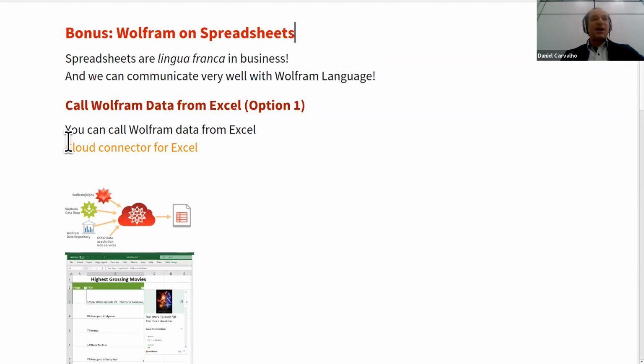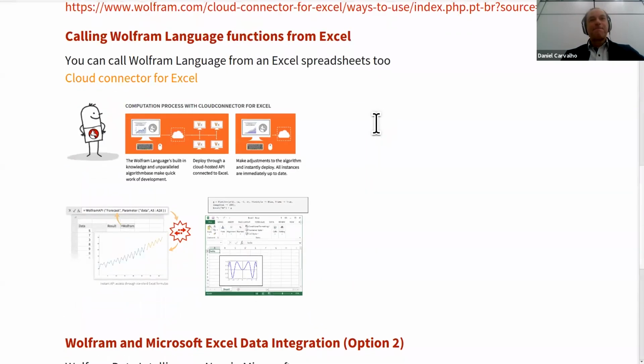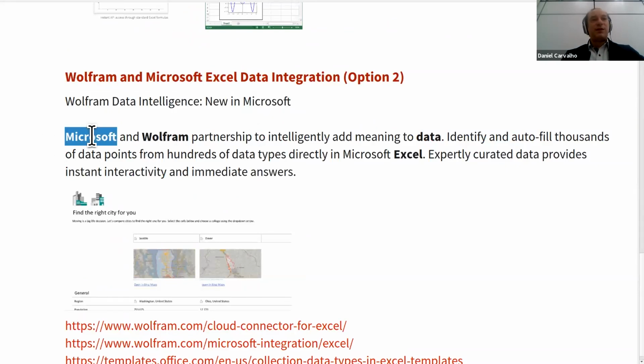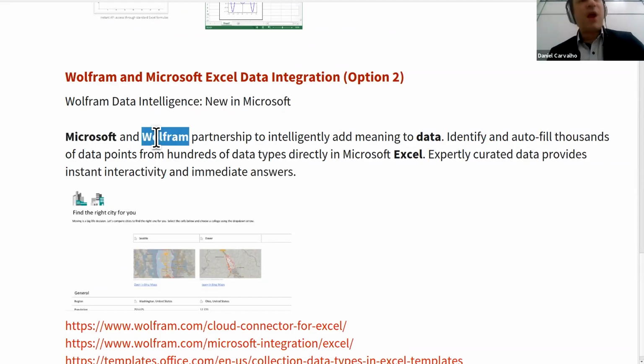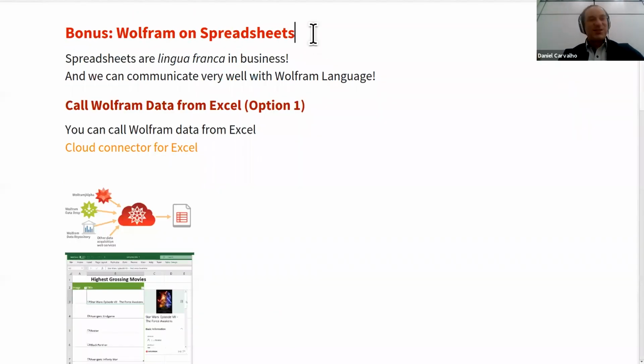We have this cloud connector for Excel. It is one option, and the other option now is integration in a partnership with Wolfram and Microsoft in order to make calls for data, access data from Wolfram Alpha in Excel. And so if you have the latest Excel versions in English, you probably are able to get data from Wolfram Language and make your calls. And this is it. A lot of stuff in a short presentation.